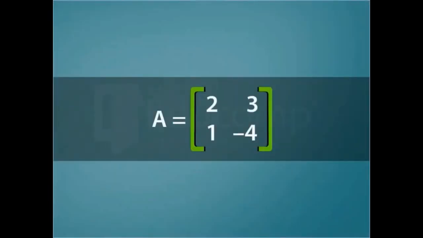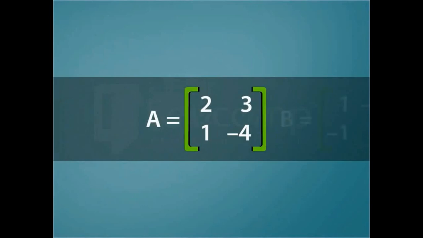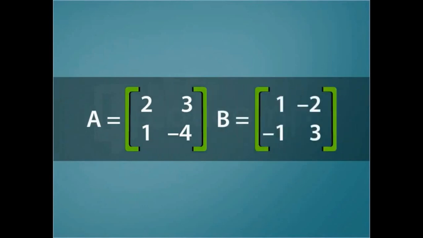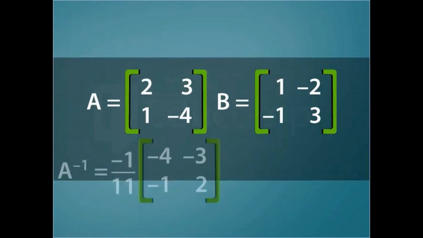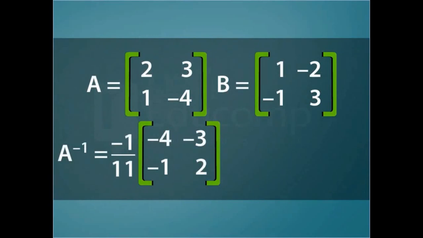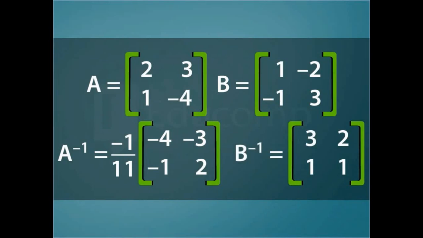Let A be a matrix with elements 2, 3, 1 and -4, and B be a matrix with elements 1, -2, -1 and 3. We also define the inverse of these matrices as: A inverse is a matrix with -1/11 as scalar multiple and elements -4, -3, -1 and 2 within brackets. B inverse is a matrix with elements 3, 2, 1 and 1.